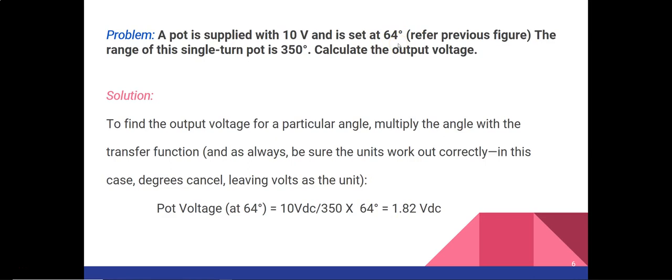And in a similar way, if the total resistance of a pot is given, in place of the total degree, and if the wiper is set at a particular resistance, then corresponding to that we can find the voltage by using the same formula. In place of the total degree, you will have the total resistance, and here you will have the set resistance value, and then you will get the corresponding voltage.